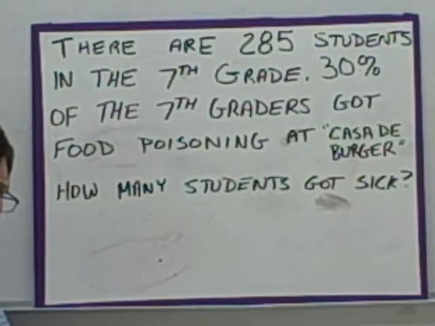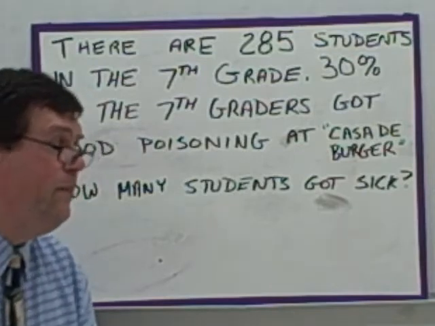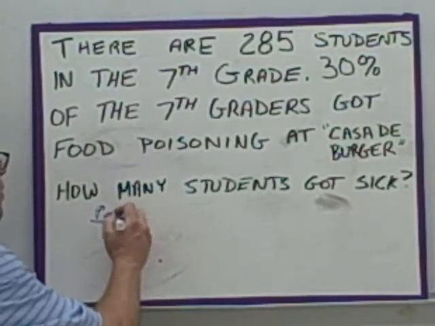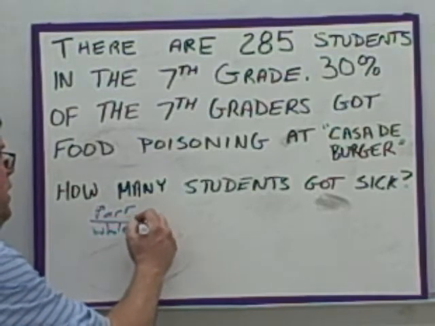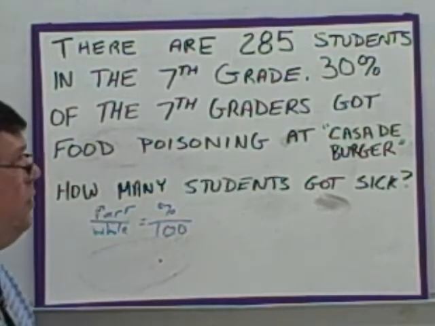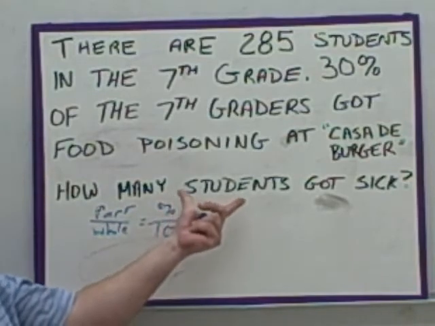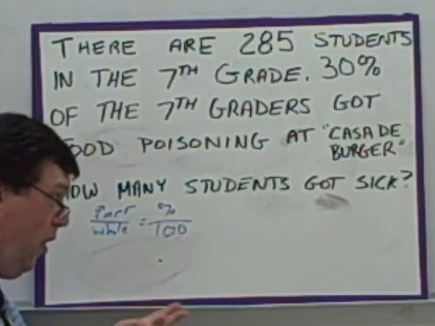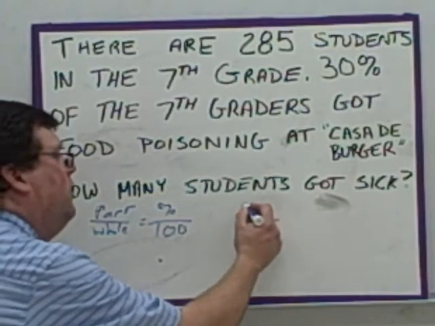The part over whole equals percent over 100. The part, well, the part is what we're looking for. We're looking for how many students got sick. It's not all the students. It's only 30% of them. So that's a part of the students. So that's what we're looking for.